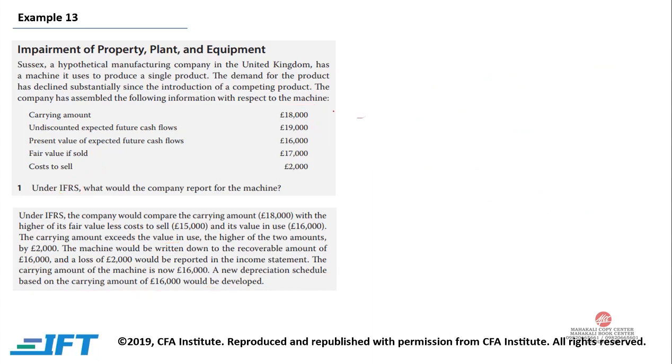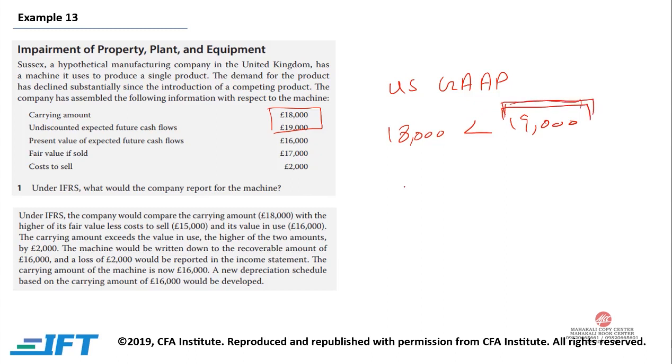Now under US GAAP, what would the company report for the machine? So if we are using US GAAP, we first compare carrying amount with undiscounted expected future cash flow. So over here, our carrying amount is less than undiscounted expected future cash flow. So 18,000 is less than 19,000. So again, there is this amount that we can recover. Hence, there is no impairment. There is no impairment over here because the carrying amount is lower than undiscounted expected future cash flows.